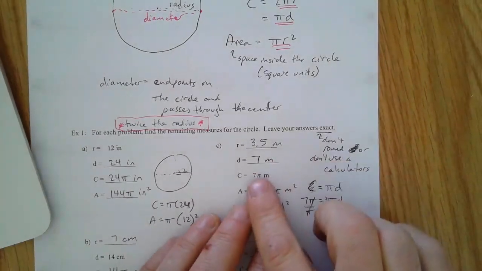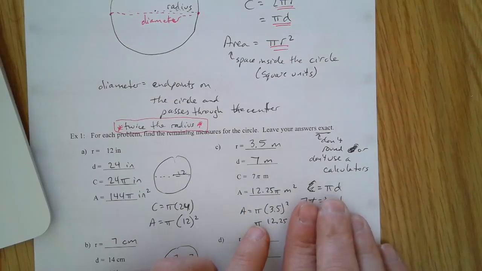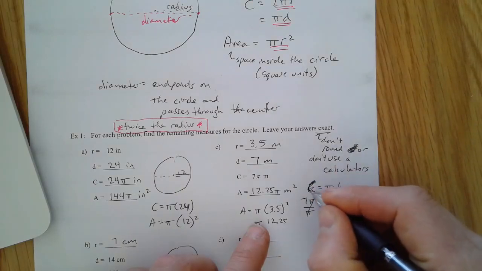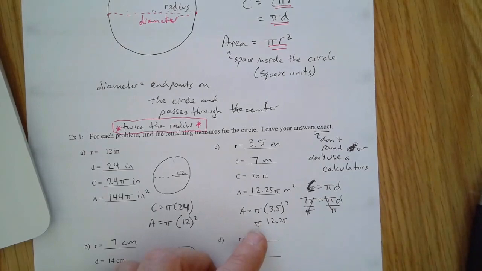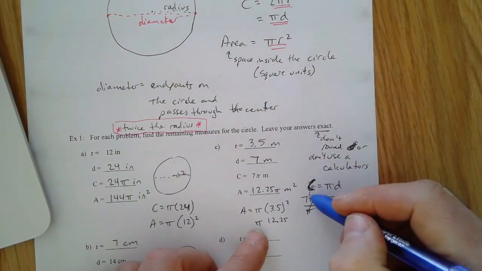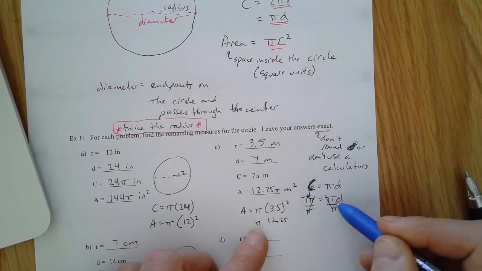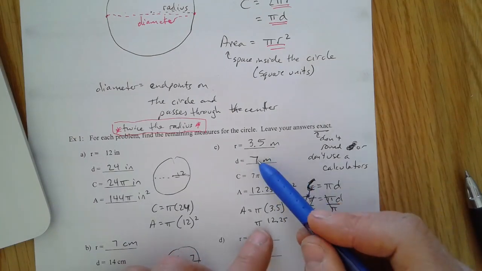Okay. In doing C, it was a little bit harder because it started with the circumference. So what I did is I wrote out my circumference formula. Circumference equals pi times diameter. Now the difference is, we have the circumference, so I replaced the C with 7 pi. Why? Because it told me it was 7 pi. So I put that in. 7 pi equals pi times diameter, divided both sides by pi. So I got 7 as the diameter.